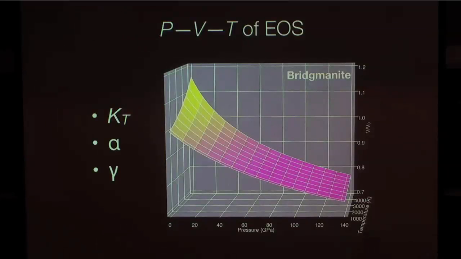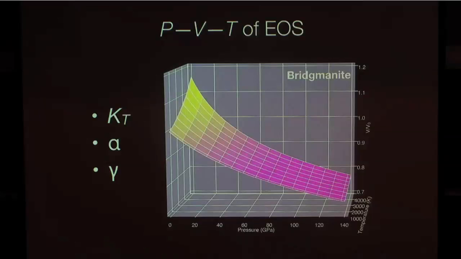Gruneisen parameter. This is probably the most challenging one. Anybody? Is it the ratio of the slopes? I didn't even think about it, but you're right. Later on, I'm going to give you a slide that relates the Gruneisen parameter to alpha and KT. The product of alpha and KT gives you gamma, and that's strictly true in thermodynamics. But what gamma in this plot describes is a curvature.